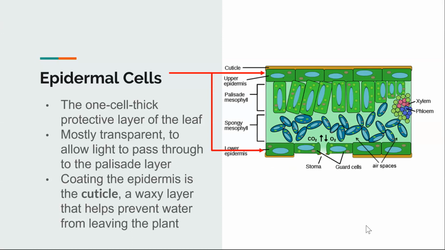So we'll start out with the outer area of the leaf, the epidermal cells. They're located in the top and the bottom. So we call the top the upper epidermis, we call the bottom the lower epidermis. This tissue is only one cell thick. They're mostly transparent, and that allows light to pass through to the palisade layer, which is below the epidermis and where most of the photosynthesis happens. Coating the epidermis, so on the outside of the epidermis, is the cuticle. It's a waxy layer that helps prevent water from leaving the plant.